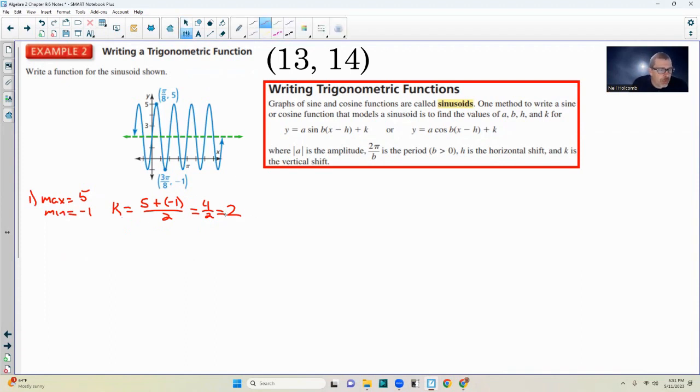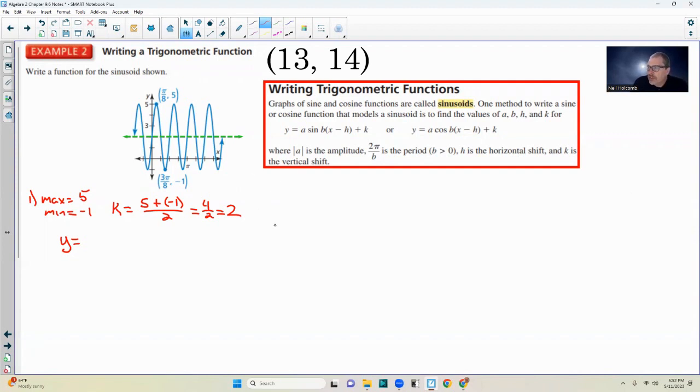So k equals 2. So now I have y equals a sine or cosine. Let's just stop at that. I'm not going to fill that in like that. So we do have a +2 at the end. That's our k. All right, so the amplitude, absolute value of a is the amplitude. 2 pi over b is the period where b is positive. H is the horizontal shift and k is the vertical shift. So we already knew all of those things. So step 1, we found the max, we found the min, we identified the k shift on step 2.